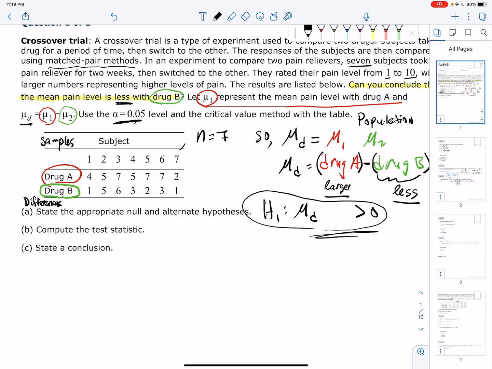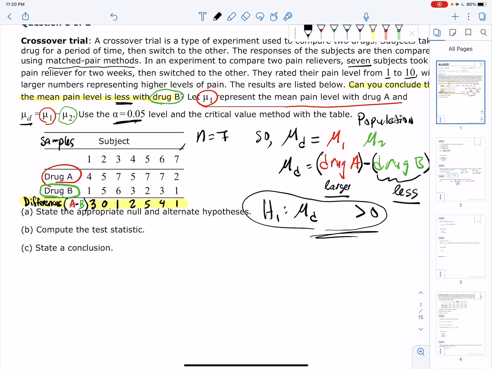Drug A minus drug B, and it was subtraction. So our first difference would be 4 minus 1 is 3. 5 minus 5 is 0. 7 minus 6 is 1. 5 minus 3 is 2. 7 minus 2 is 5. 7 minus 3 is 4. 2 minus 1 is 1. So our differences are right here, and I want to highlight them. Those are my differences: 3, 0, 1, 2, 5, 4, 1.